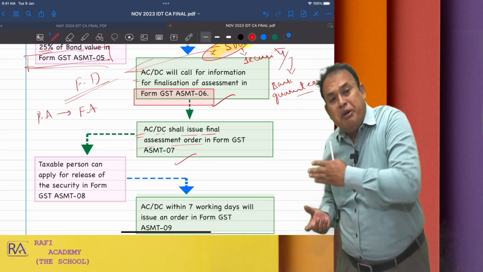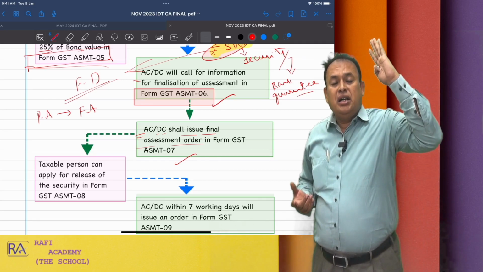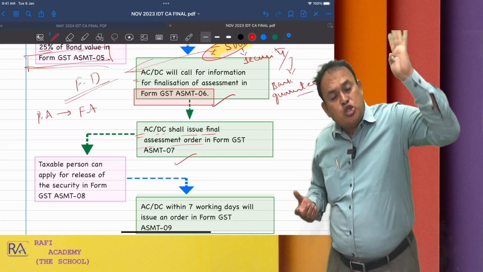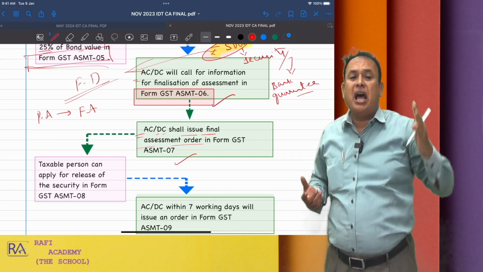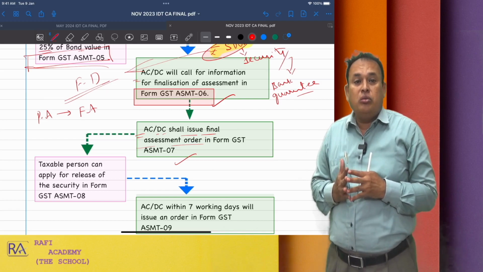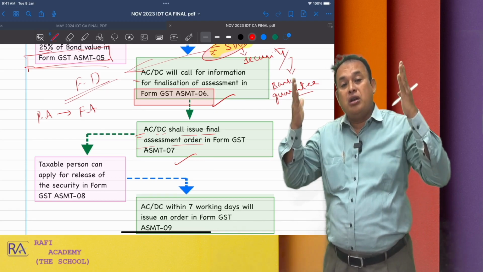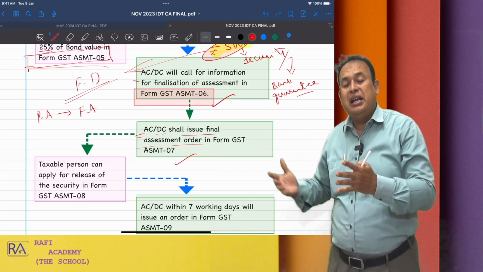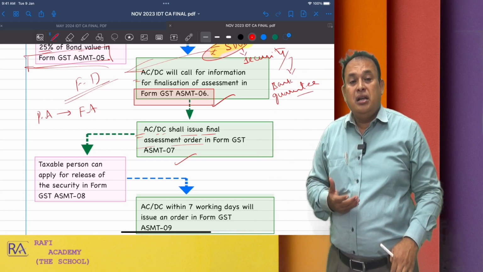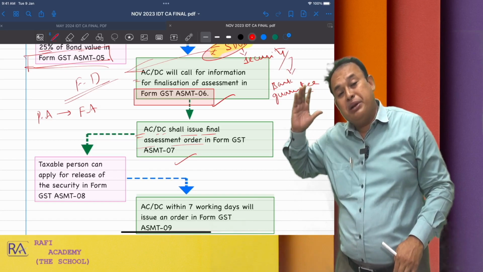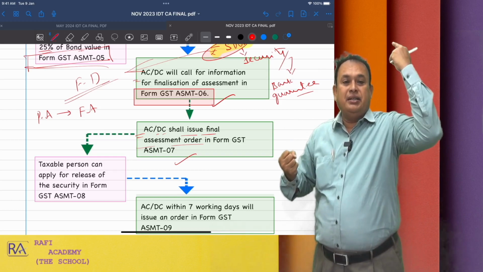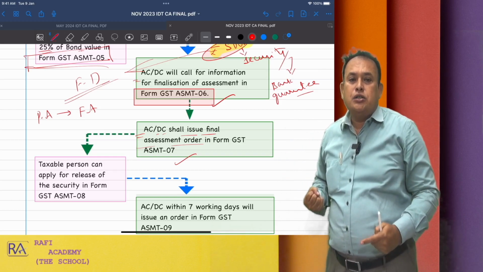Sir, over a period of the initial 6 months plus additional 6 months, totally 12 months from the date of PA, it is unable to finalize, sir. Is it so? Yes, sir. Over a period of 12 months from the date of PA, if unable to finalize, then the Commissioner or the Principal Commissioner is empowered to extend further time period.